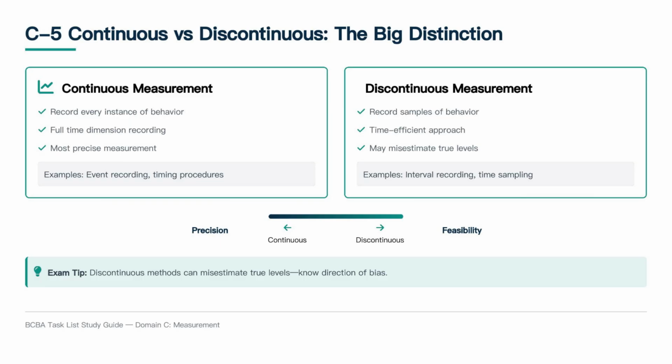Here's the big distinction. Continuous measurement records every instance or full-time dimension and is the most precise, while discontinuous measurement samples behavior and is more feasible but can misestimate true levels. That's why the exam keeps asking which method might over or underestimate, because interpretation depends on the method's built-in bias.